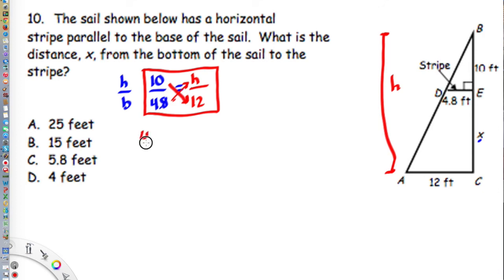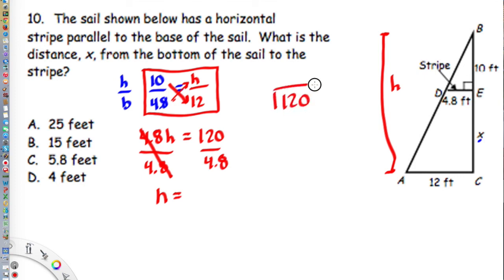So I have 4.8 times H is equal to 10 times 12, which is 120. Then I need to divide both sides by 4.8 to isolate my variable. Okay, I know that these two will cancel each other out, and I'm left with H is equal to 120 divided by 4.8. I have a decimal in my divisor, can't keep it that way. Got to move the decimal point over 1 here. Got to do the same thing to my dividend. Okay, fill that empty space in with a 0.